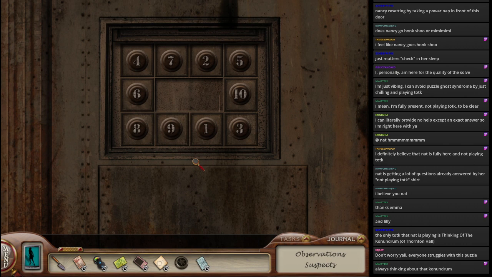Carrie says the only TOTK that Nat is playing is thinking of the conundrum, in parentheses, of Thornton Hall. Nat says, always thinking about that conundrum. J-Cat says, don't worry, y'all. Everyone struggles with this puzzle. Well, that's good. Like being able to close 3 sides, but not the 4th of a Tupperware. Extremely frustrating. Uh-huh.